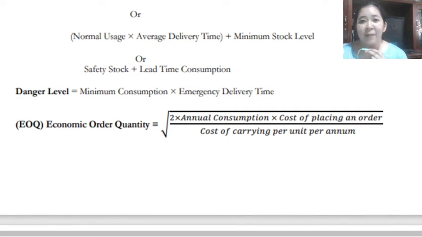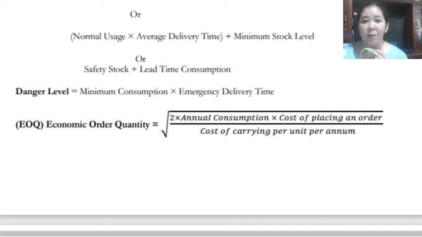So we also have here the EOQ or economic order quantity. So we have a different module to discuss this specific formula. But as an overview, when we say economic order quantity, this is the number of inventory that an entity will place once they order from the suppliers.